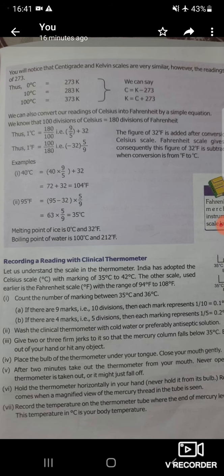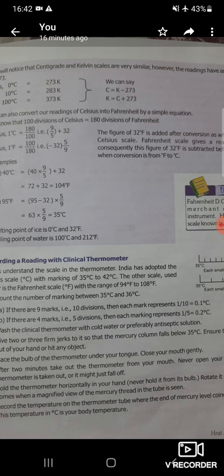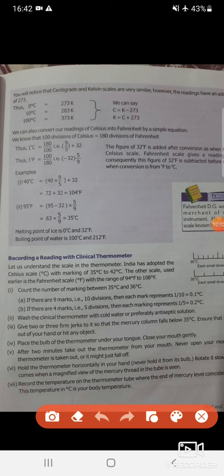Now wash the clinical thermometer. You can wash it with cold water, normal water, and preferably an antiseptic solution. Now if you are done with the washing part, you can jerk it 2 times in order to take the mercury back to its normal position. The mercury column should fall below 35 degrees Celsius. Please make sure while jerking the thermometer that it does not slip from your hand and does not hit other things, right?